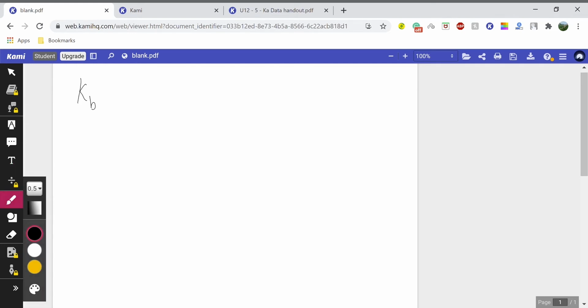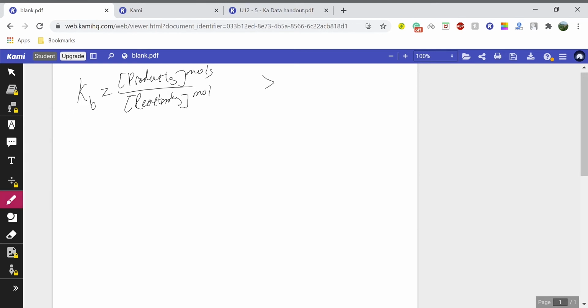Kb, like any other equilibrium constant, is found by using the concentration of products to their mole power divided by the concentration of reactants to their mole power. Again, this will only include aqueous species because we're dealing with acids and bases. And the larger the Kb, the stronger the base.